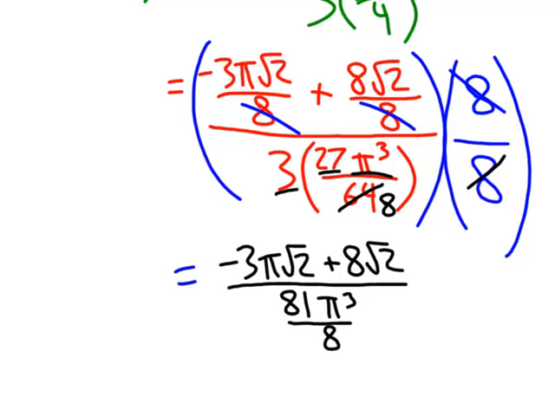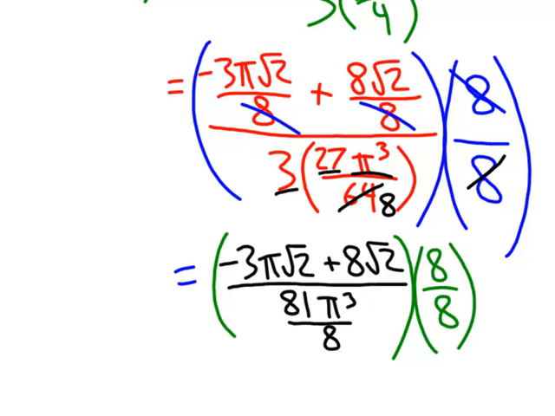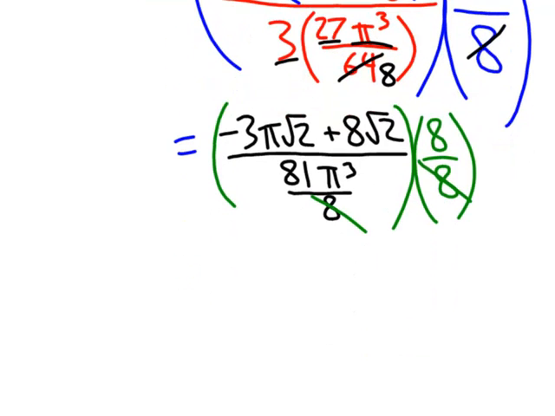And now I could say, you know what? I've got a fraction within a fraction again. I'm going to pull that same trick again. I'm going to multiply by 8 over 8. And this 8 will cancel out that 8, and that will get rid of the fraction within a fraction, and we're almost there, folks. So I've now got, let me start with the easy thing first, the denominator, 81 pi cubed.